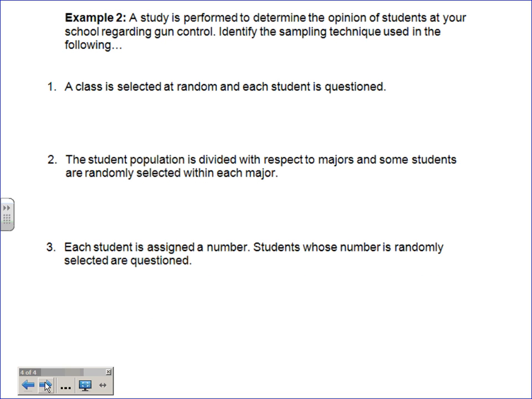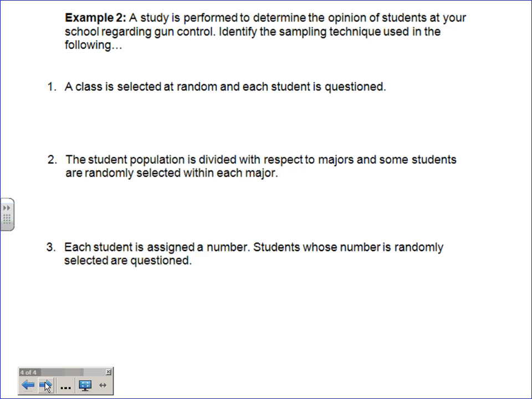So what do you think? A class is selected at random, and each student is questioned. Okay, I heard cluster. A class. So if right now I walked into a room, that would be picking a class, right? Are those naturally occurring subgroups? Yeah. I could walk down the middle school right now and boom, well, let's just go in this room. Okay, that'd be a bad example because they're not there, but they're at lunch. But actually, no, they should be in class, aren't they? Yep. So yeah, that's a cluster.